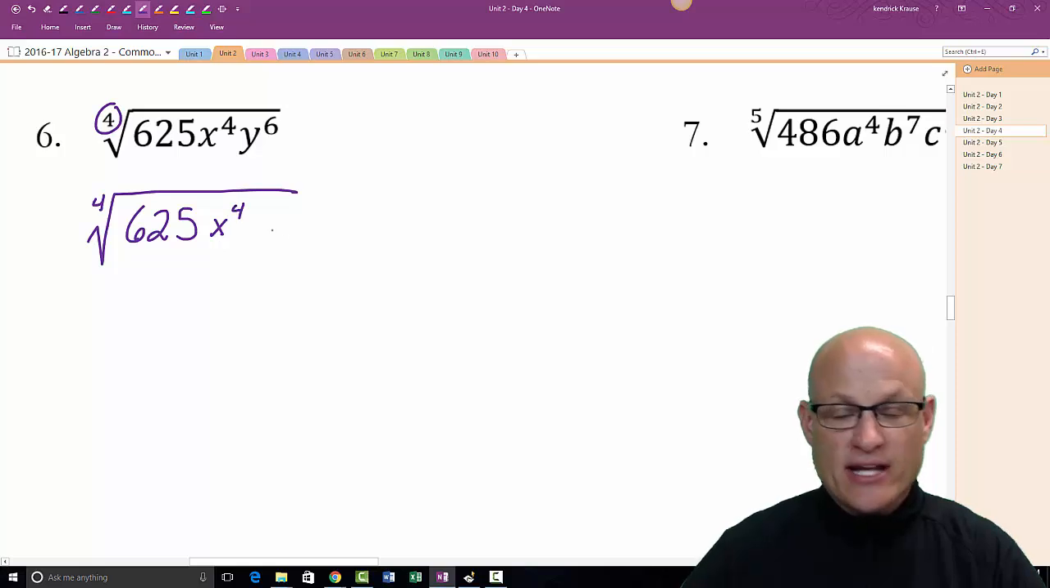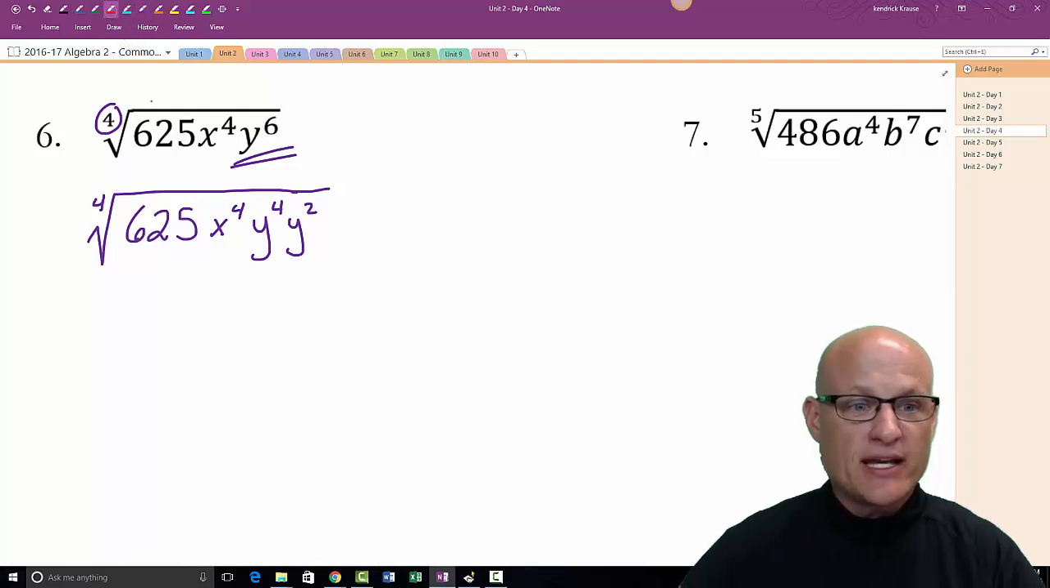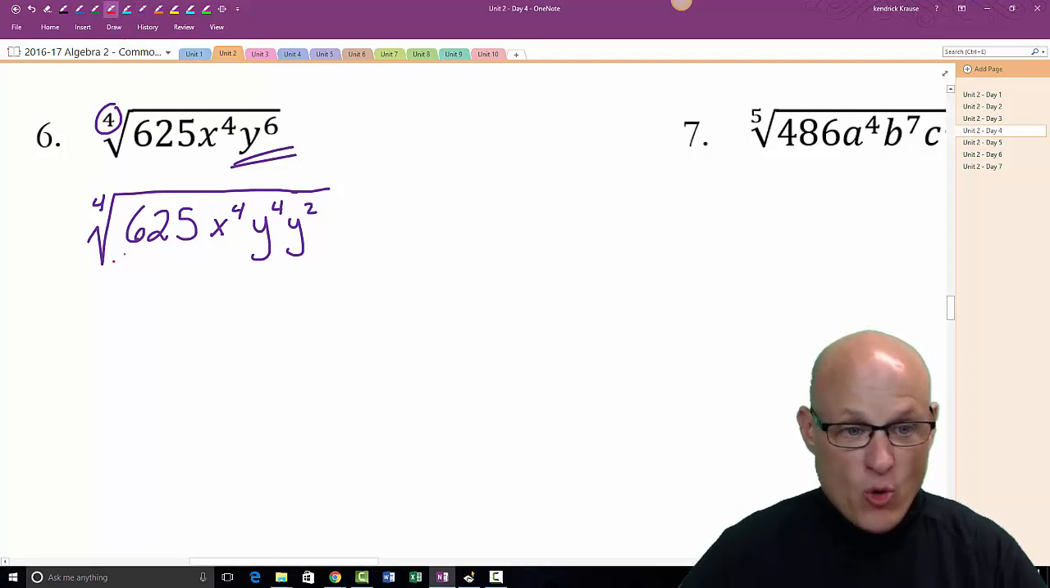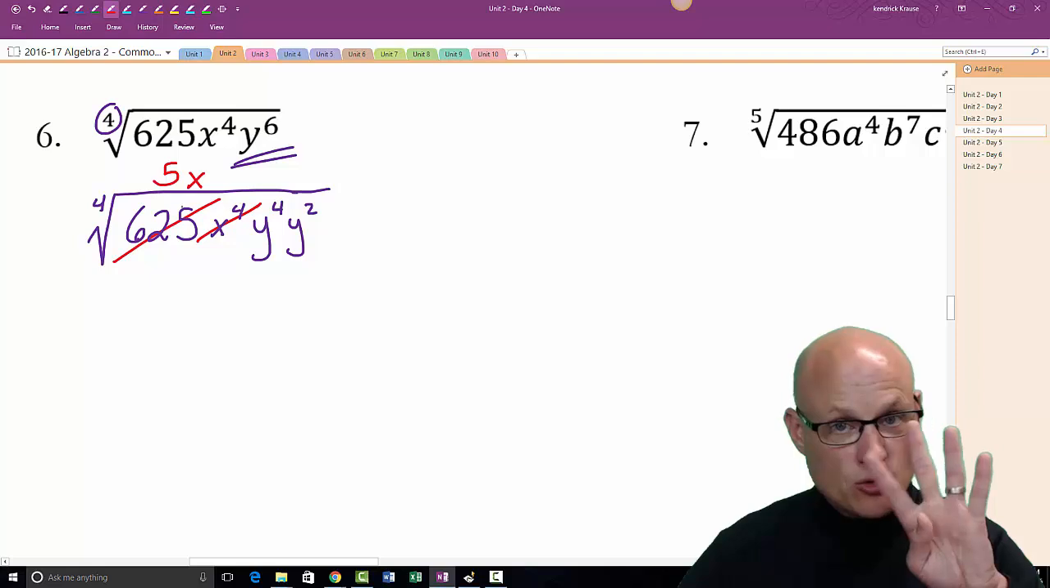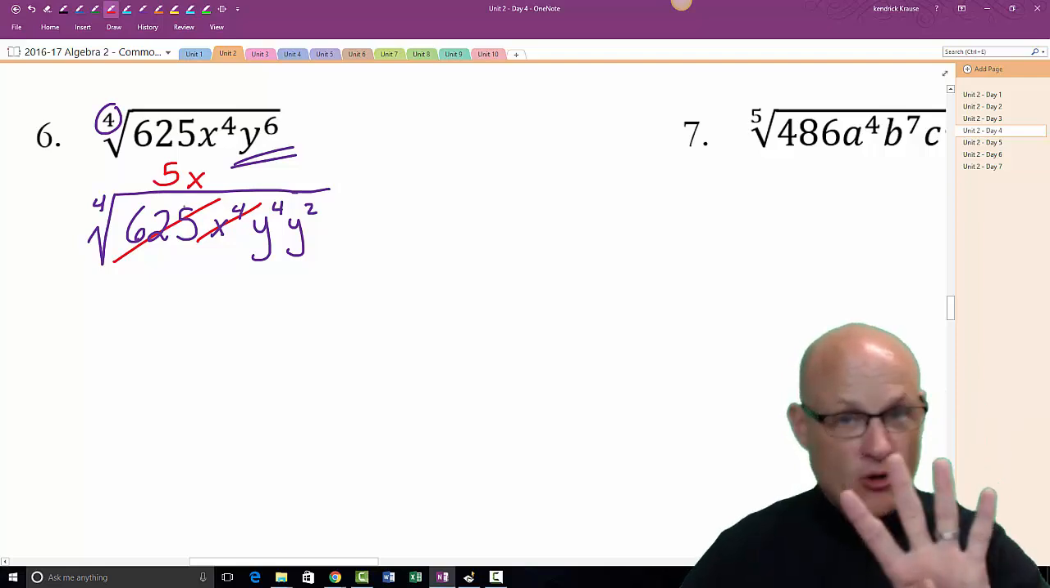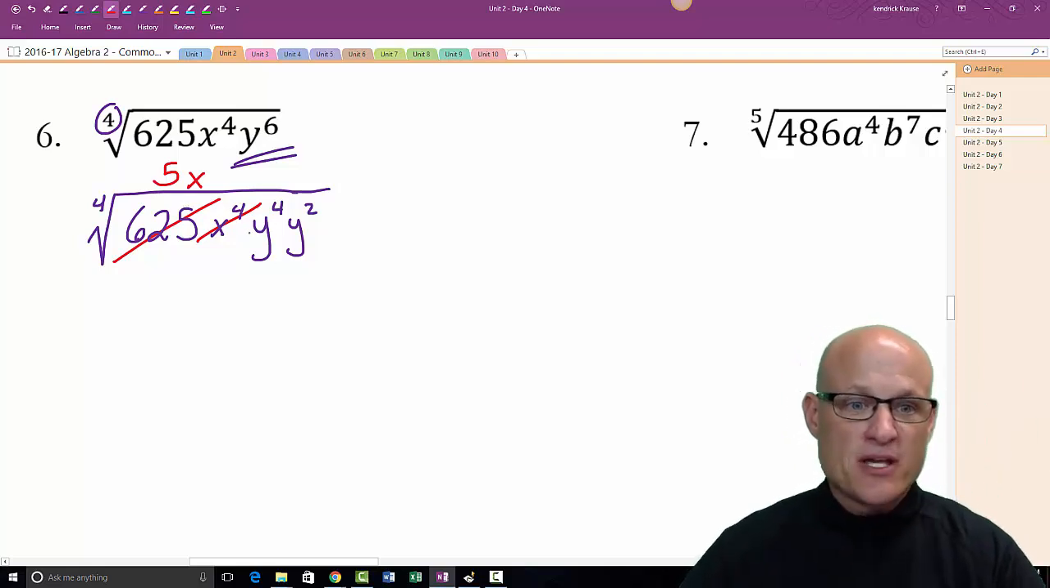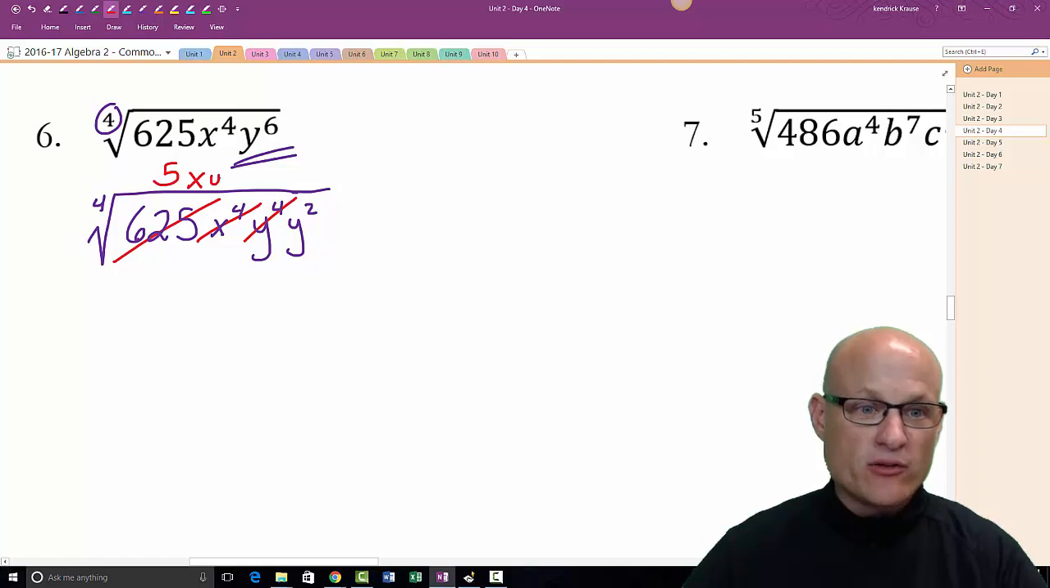X to the fourth is not a problem either. But this y to the sixth is a problem. I want to rewrite this as y to the fourth, y squared. It's just going to make it a lot simpler to cancel. The fourth root of 625 is 5. The fourth root of x to the fourth is x. Remember, we're looking for groups of 4 now. For every group of 4, I can take out an x. And the fourth root of y to the fourth is y.